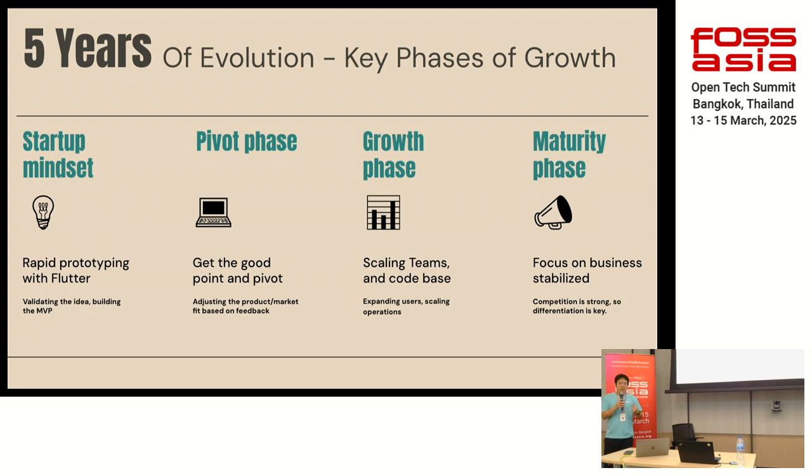So in the first phase, we use Flutter to validate the idea. We have our own idea, but we want to ship fast. We want to validate that the idea in our head is valid in the whole market. After you ship it out, you will see the results from the users on whether your idea is correct or not. So we come to the second phase, the pivot phase.